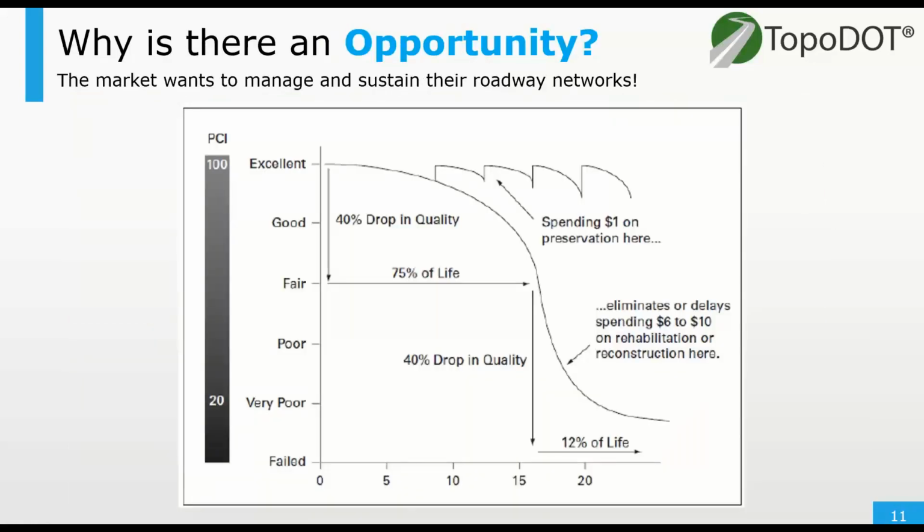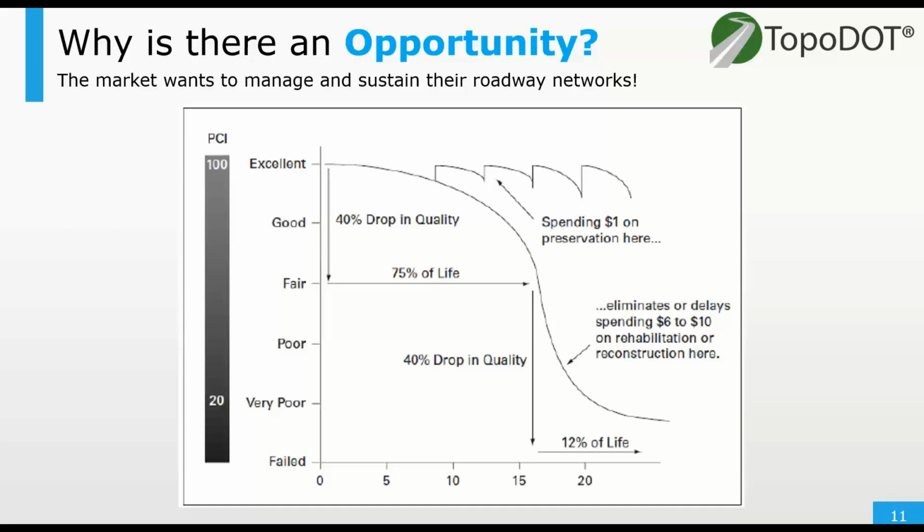So essentially, the market wants to manage and sustain their pavement networks in a practical and budget-friendly manner, ultimately providing an opportunity for the geospatial community here. So for example, the more you know about the road network status at this level, the more information the decision-making process is going to have.